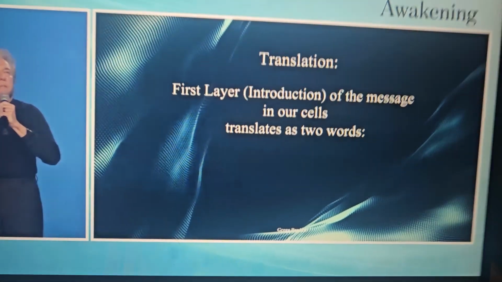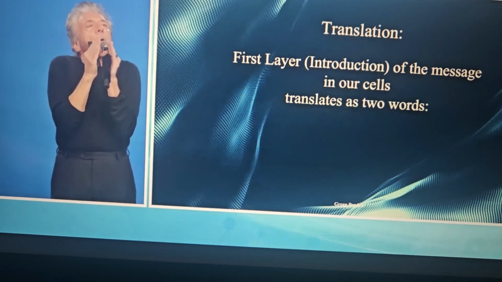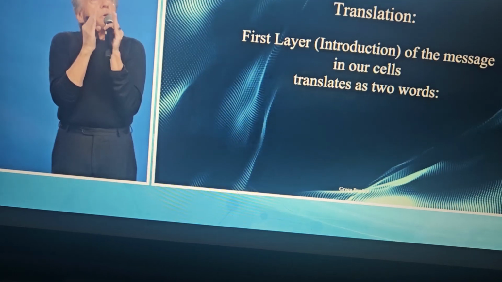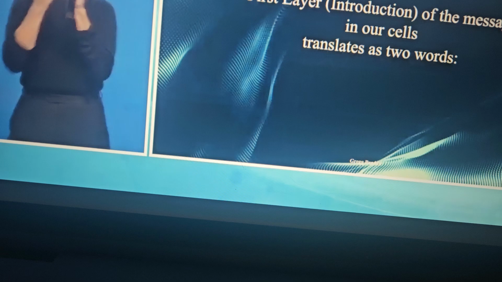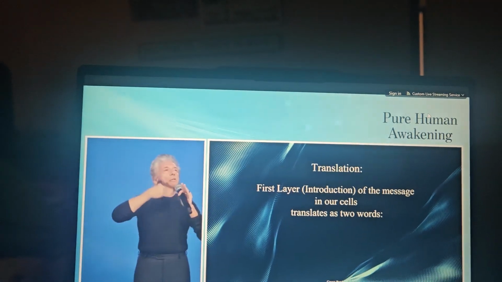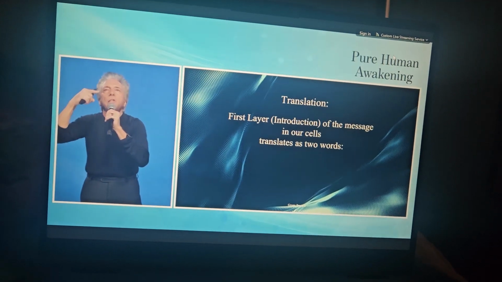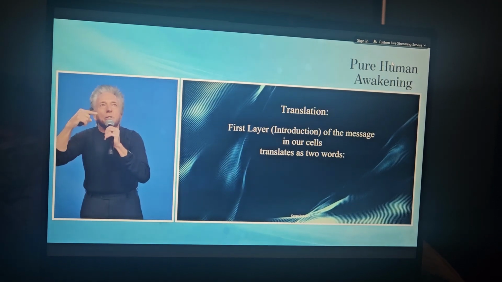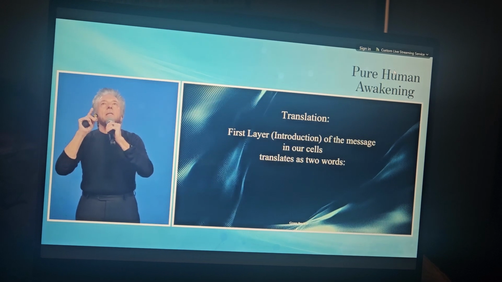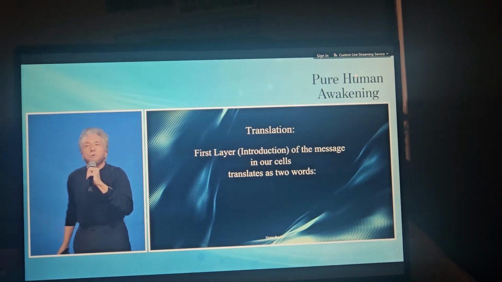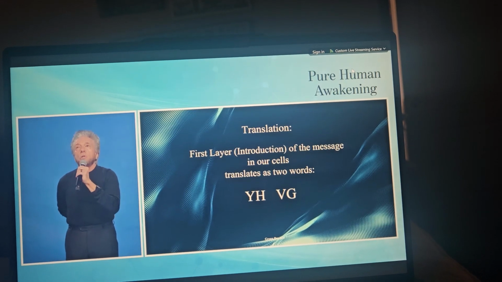What does this mean? All right, the information in our DNA is in layers, just like a book is in layers. When you open that book that you have, you'll see a preface, and then you'll see an introduction, and then you'll see chapter 1. The information in ourselves is the same way. What we're decoding right now, we're translating, is the first layer. It's the introduction to the rest of the information in your cell. It's brief, it is concise, it's potent. That first layer, introducing the message in our cells, literally translates as 2 words, YHVG.